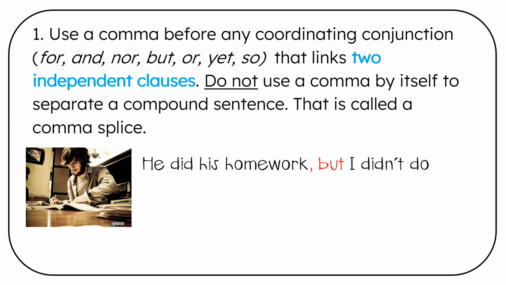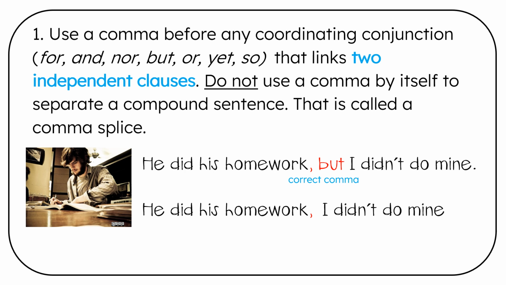He did his homework, but I didn't do mine. We have a comma before the coordinating conjunction "but," connecting two independent clauses. That's a correct use of a comma. He did his homework, I didn't do mine. We don't have a coordinating conjunction there, so that's what we call a comma splice.